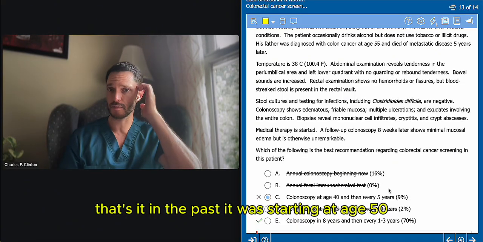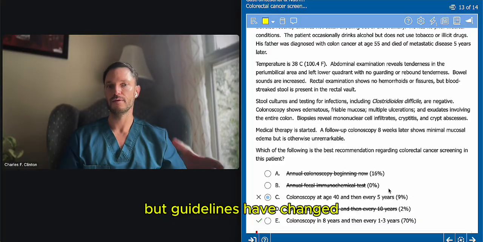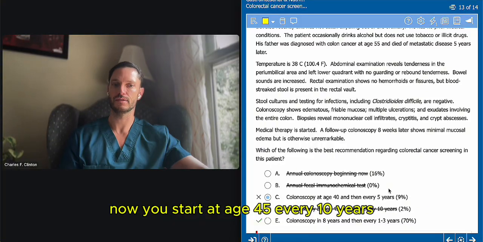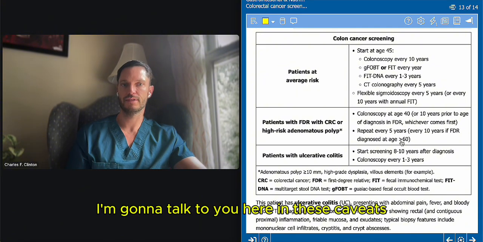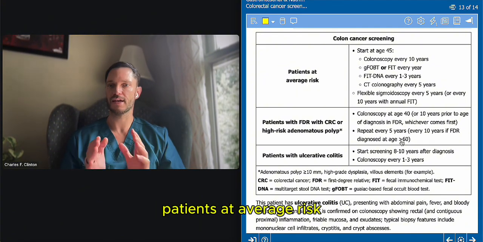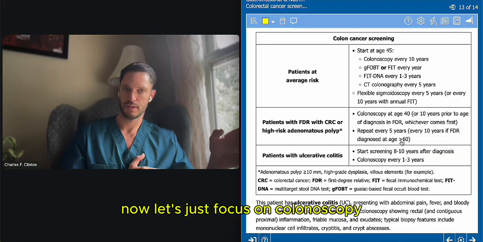That's it. In the past, it was starting at age 50, but guidelines have changed. Now you start at age 45, every 10 years. But there are some caveats. The main thing I'm going to talk about here is that patients at average risk get a colonoscopy every 10 years. Now let's just focus on colonoscopy.